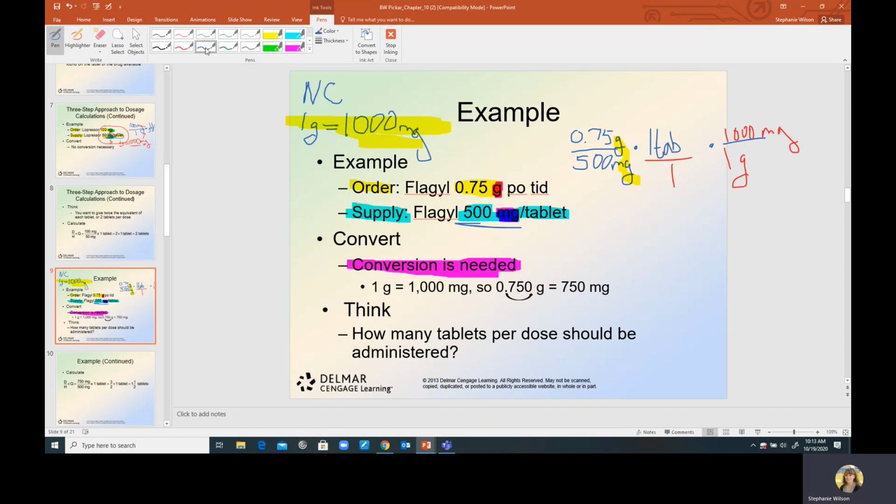So now I'm going to reduce. I see that this gram here reduces with this gram. This milligram reduces with this milligram. Tablets is on top. I got what I need. So now I got 0.75 times 1,000. That means since it's times 1,000 and it's 3 zeros here, we're going to go 1, 2, 3. We're going to move that decimal place to the right 3 all over. And this is tabs. Oops. Correct my writing.